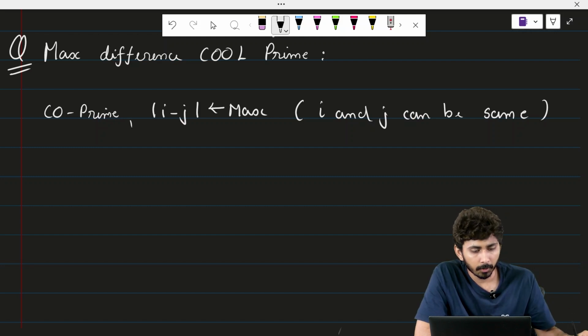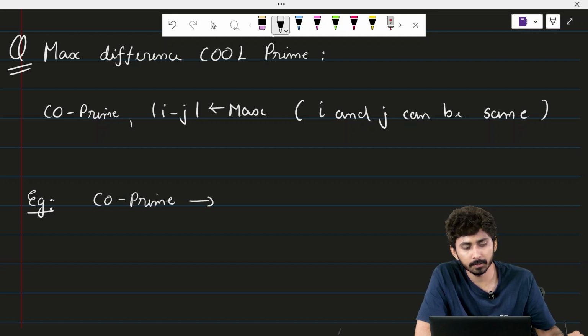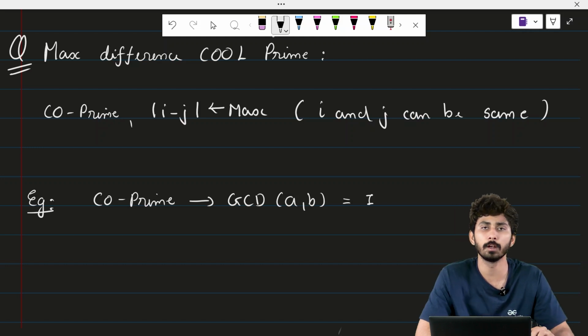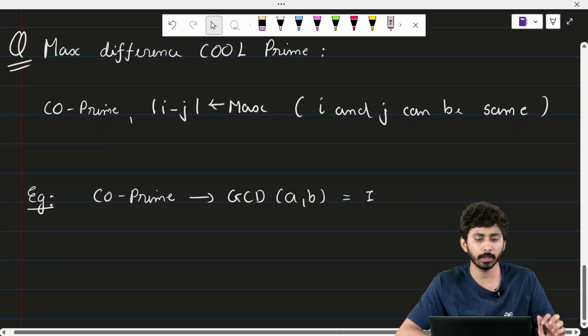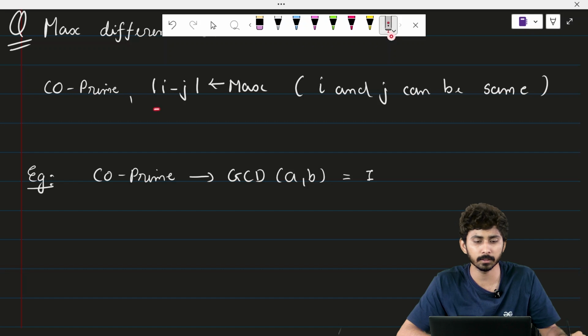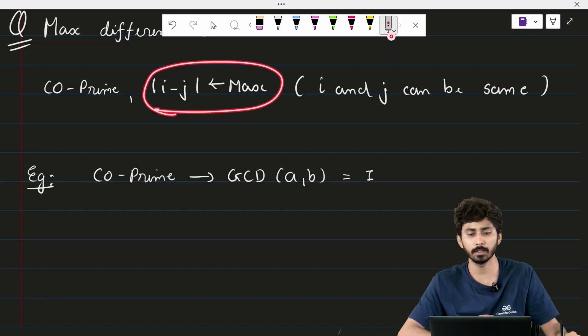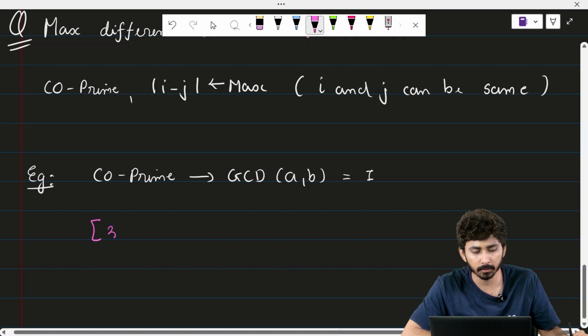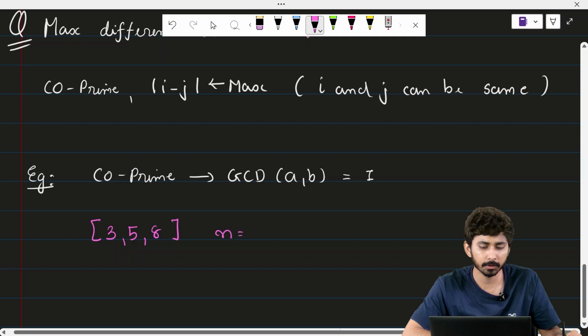I'll take one example over here. First of all, I'll explain what co-prime is. Co-prime basically means that the GCD, the greatest common divisor, of two numbers, let's say a and b, is equivalent to 1 if they are co-prime of each other. So you have to find all the co-primes, and you are supposed to maximize i minus j, the difference of their indexes. Let's take some small examples over here. Let's take 3, 5 and 8, and n equals 3.